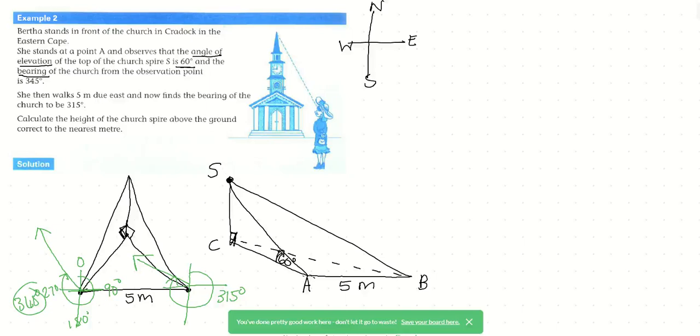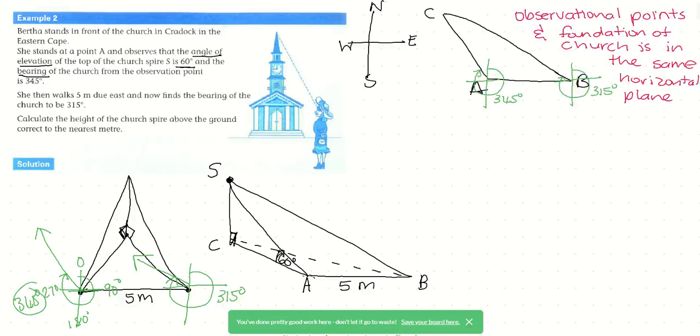That's 5 meters. Then it tells us that she moves due east and finds the bearing of the church to be 315 degrees. So if we look at this triangle, which I've redrawn over here, this is the base of the church. That is the point where she first viewed it, and that's the point where she viewed it the second time, the steeple, okay? The bearings are related to the horizontal plane. So your observational points and the foundation of the church are in the same horizontal plane.